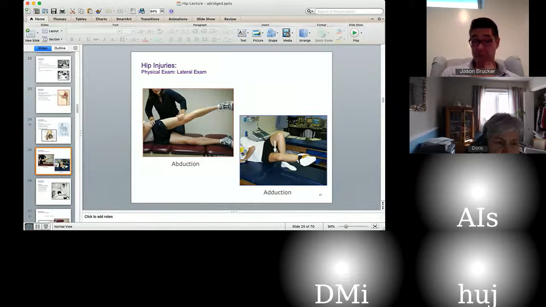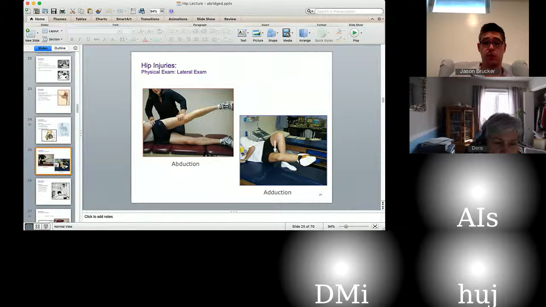Okay. The other aspects of the exam are the lateral exam, so it includes palpation of the greater trochanter, as well as assessing strength of abduction and range of motion.